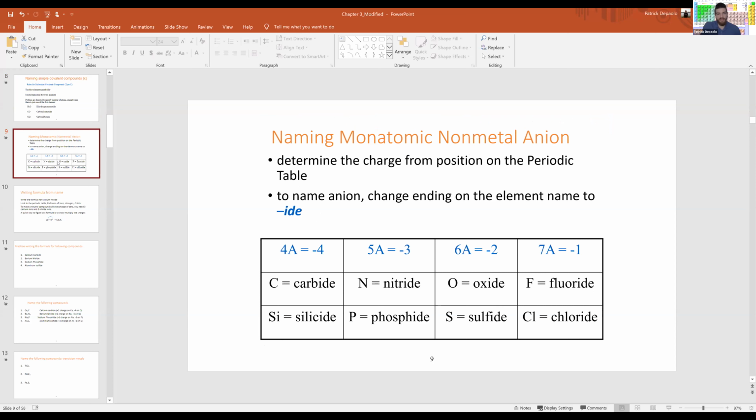Okay, we did this already. We know that you have 7A, 6A, 5A, 4A, and your charges. Now for 4A, you don't really see carbide and silicide too much. That's why they weren't on the table, but that's a thing. It's not definite. Sometimes they could be different, especially for silicon. So yeah, we've seen those before.